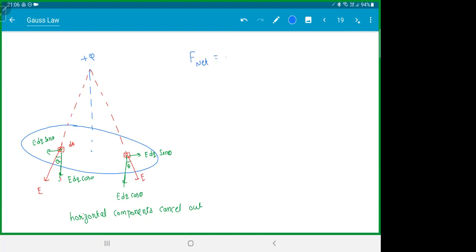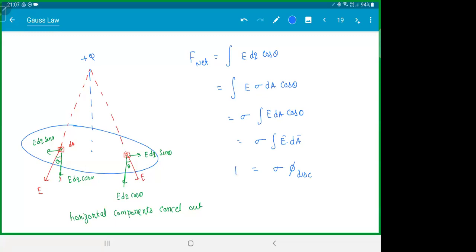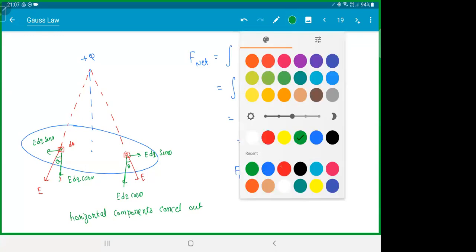So the net force will be integration of the E dq cos theta, the vertical components. Make sense? But what is dq? Sigma into that small area into cos theta. Sigma is constant. E dA cos theta. But what is E dA cos theta? Sigma E bar dot dA bar. What is E bar dot dA bar? Flux. So the force acting on any surface is simply sigma into flux of the disk or flux of the surface.